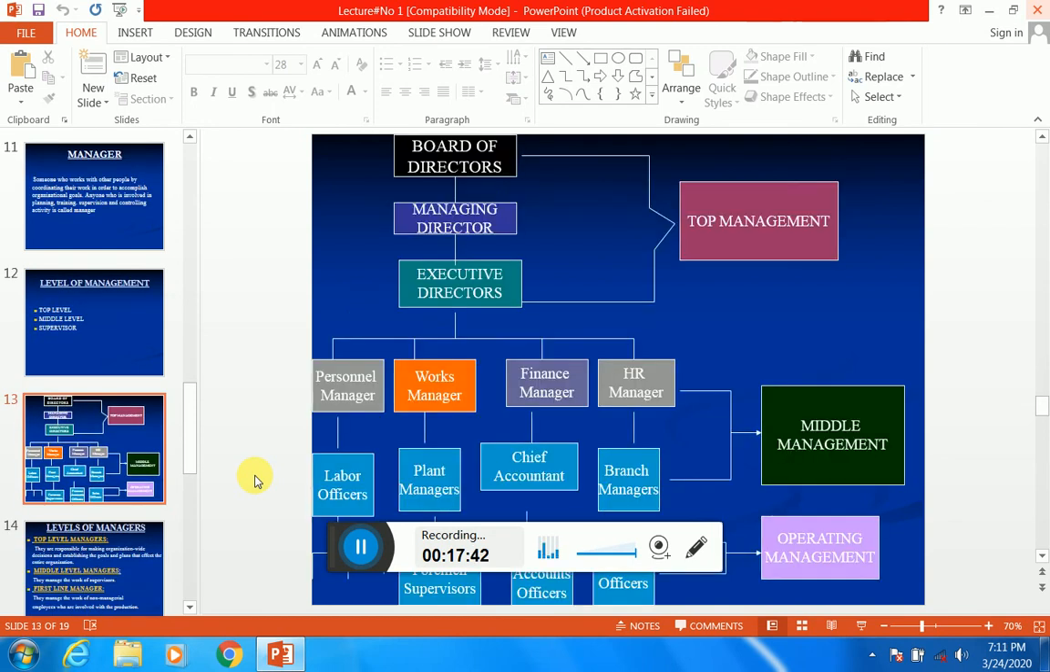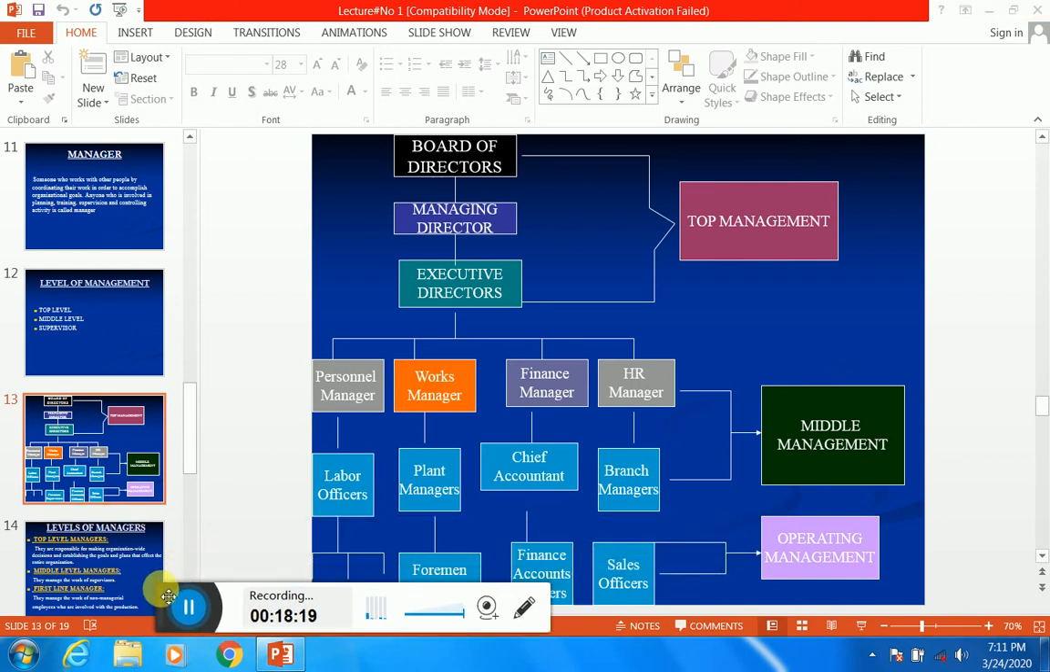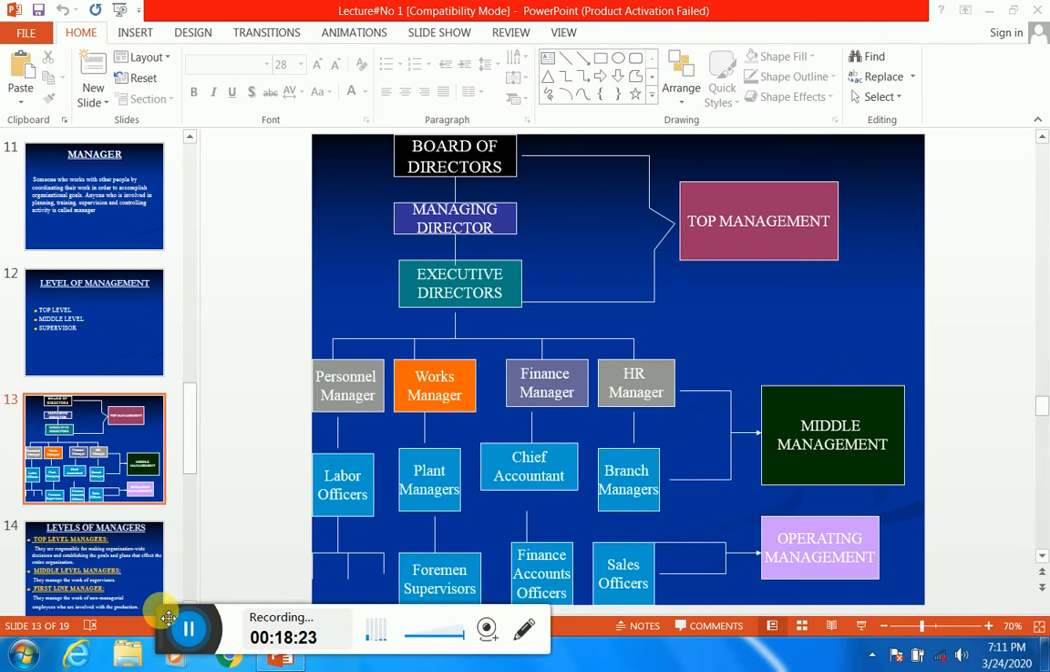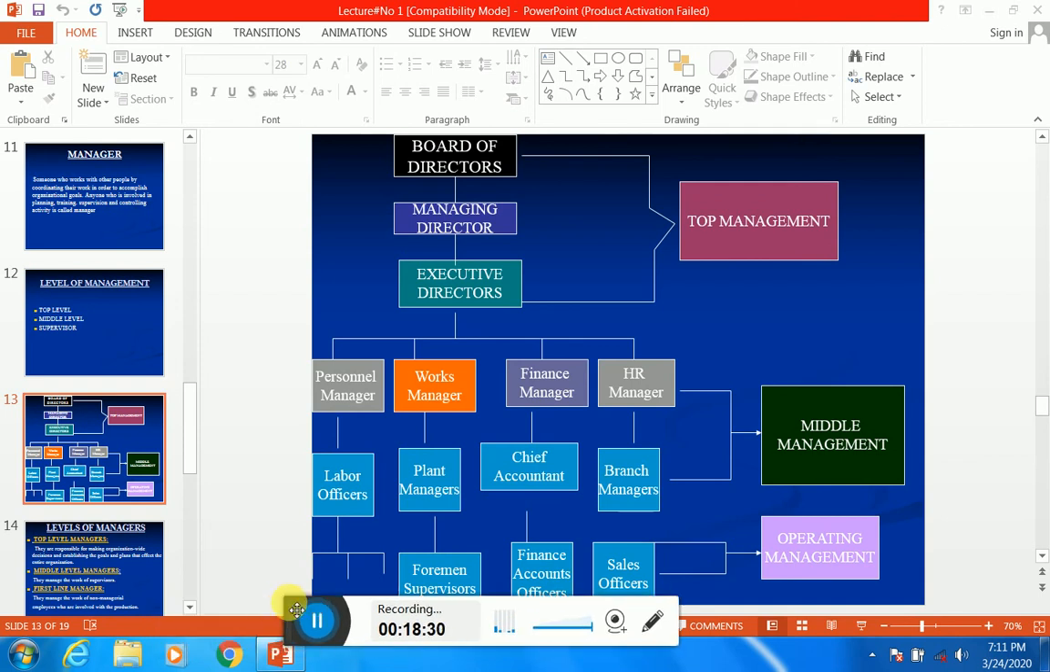Now let me briefly explain what comes under top management. Top management comprises the board of directors, managing directors, executive directors, while the middle level, the sandwich management, comes between the top management and the operating or supervisory management. The middle management contains the personnel manager, the workers manager, the finance manager, the HR manager, the plant managers, the branch managers, etc. While the lower level of management, the first line managers, contains foremen or supervisors, finance or accounts officers, sales officers.